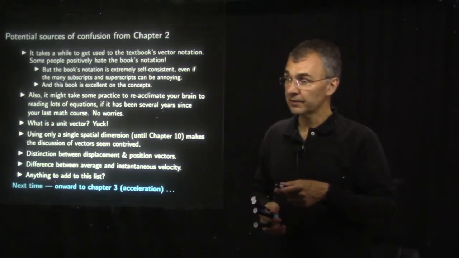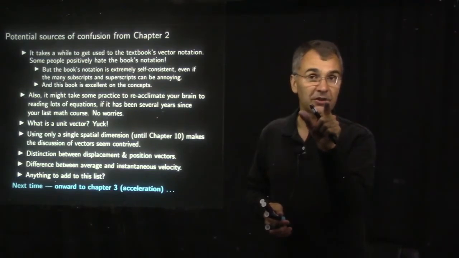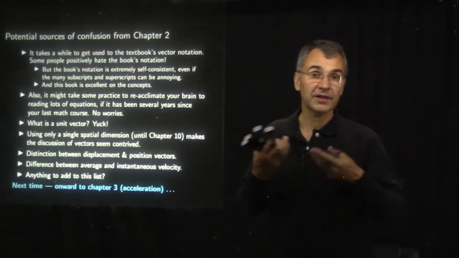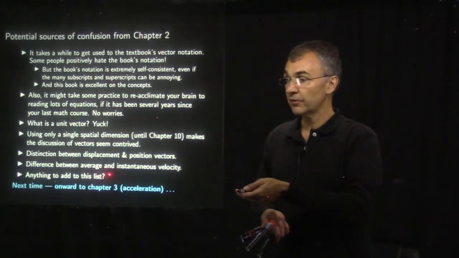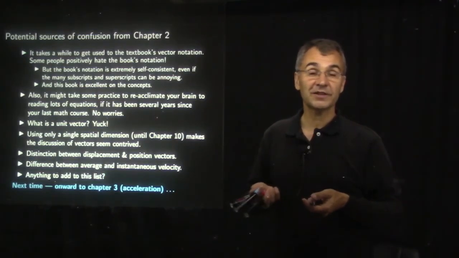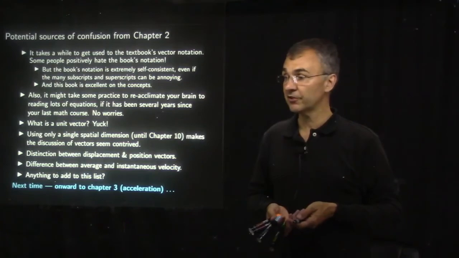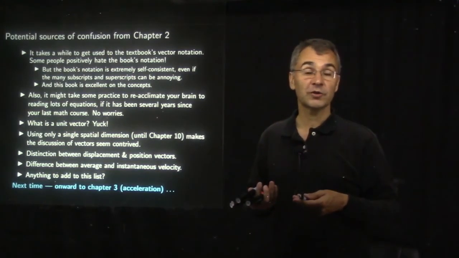So, average is basically using some delta t, like some delta x and some delta t, whereas instantaneous, you're using calculus. You're saying dx by dt. If you have anything to add to this list that you found confusing in the chapter once you get to it, be sure to let me know in your answers to the reading questions. Okay, and then next time, we're going to move onward to acceleration.